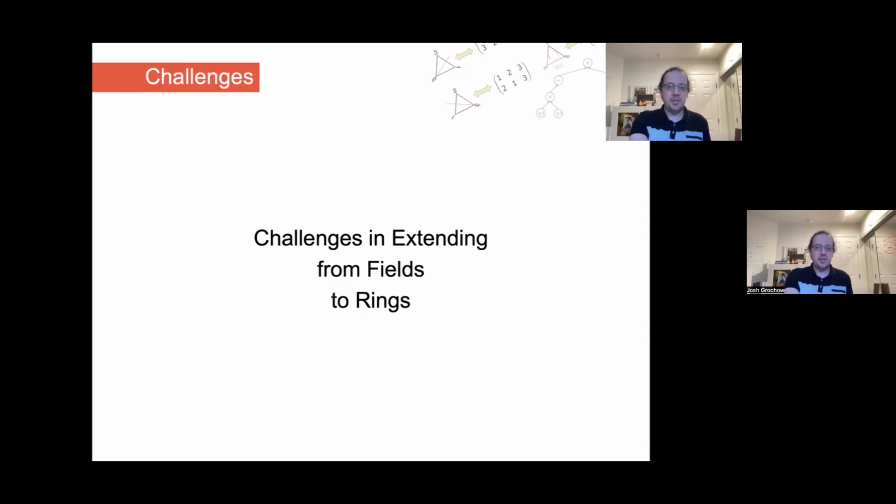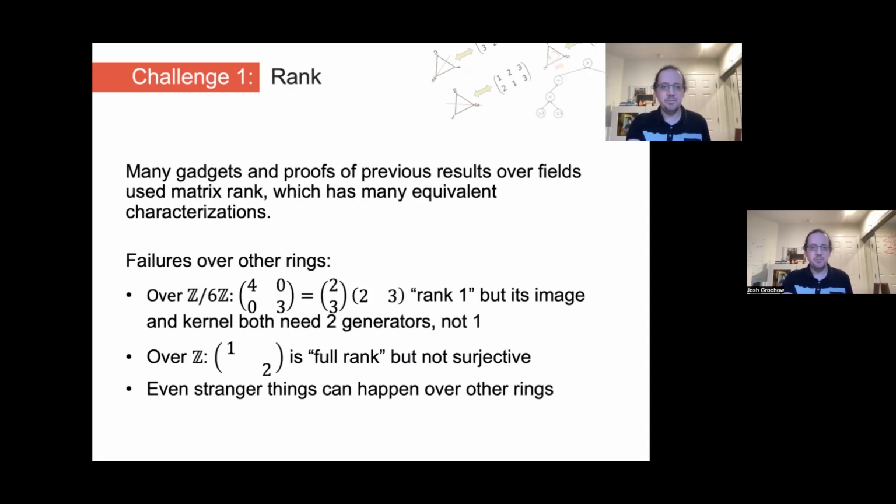So what are the challenges in extending some of the known results, even the very recent ones, from fields to rings? The first challenge is that a lot of the known results use matrix rank, right? When you think of tensors in terms of these matrix slices, you can slice it in 3 different directions, and you can talk about the ranks of the slices, and you can use that to argue about gadgets. You can use that to partition things. There are many ways in which matrix rank gets used in these previous results.